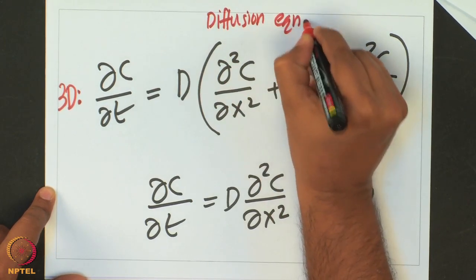So this is the diffusion equation in 3D or 1D. So with this I will stop this lecture and continue in the next class.